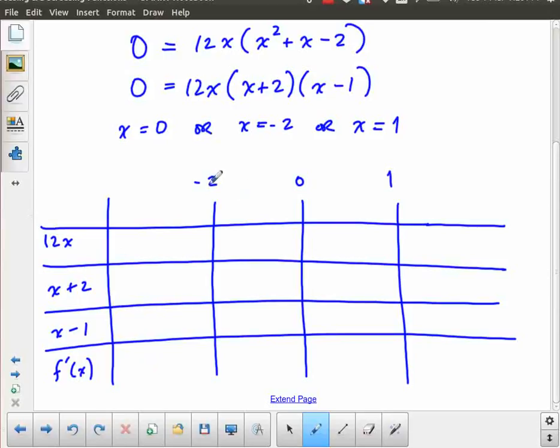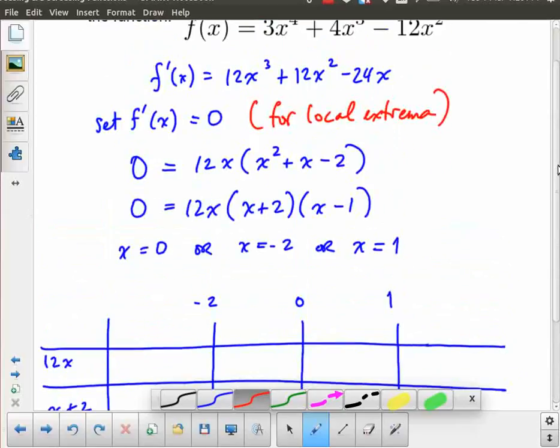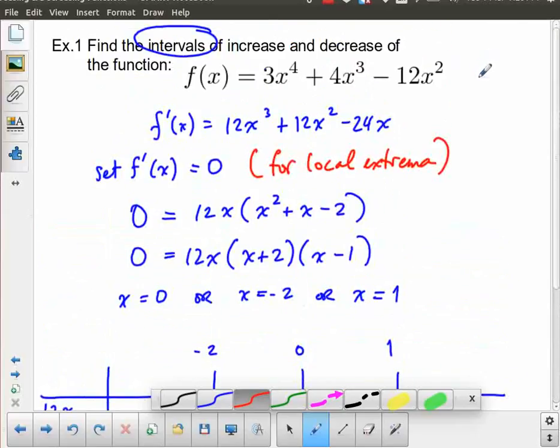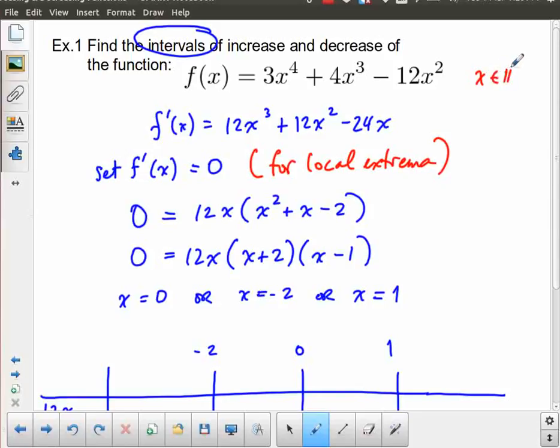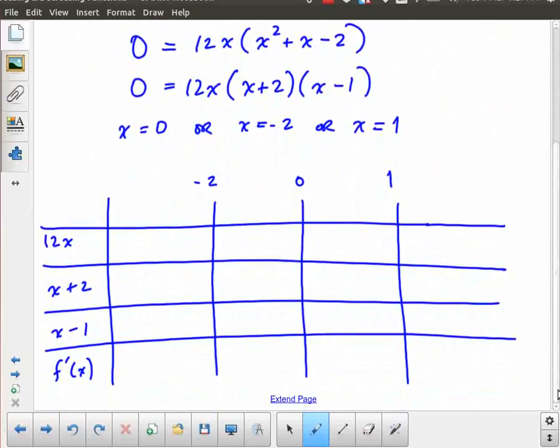So we pick a number that is less than negative 2, but that is on the domain of this. Now, since this is a polynomial, the domain of that is just x member of the reals. And for every polynomial, its derivative is simply a polynomial, which means that its domain is also everywhere. And that also means it's differentiable everywhere. All polynomials are differentiable everywhere. They're continuous everywhere.